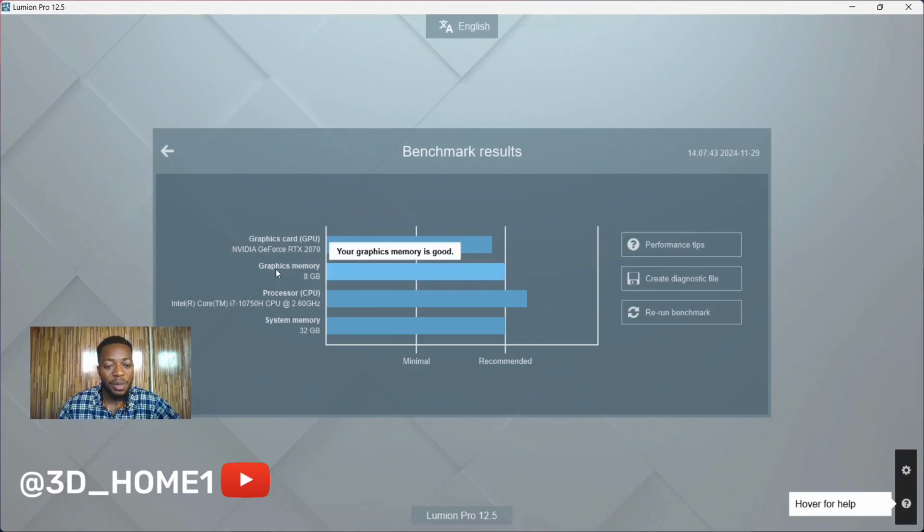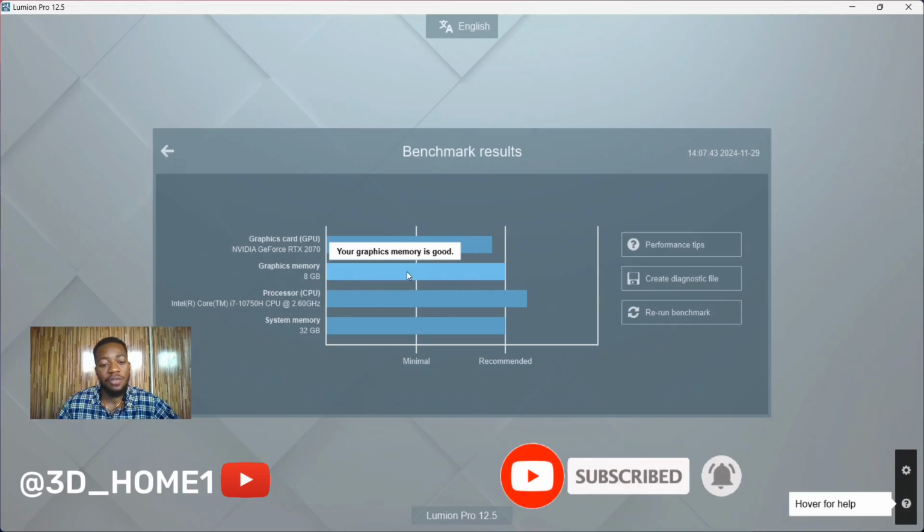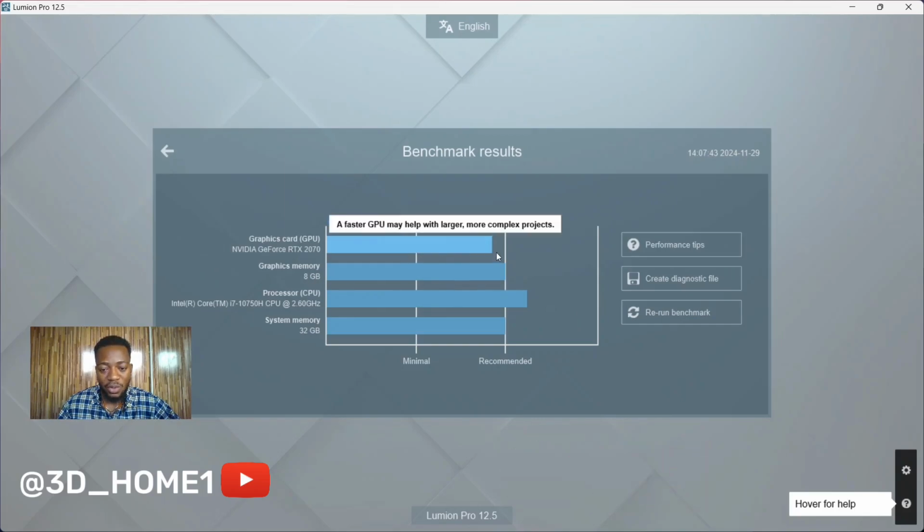Then for the graphics memory, this one is 8 gig. To get to the minimal level, if we have 4 gig, that can also serve, but don't get anything below 4 gig for the graphics memory. You can get 4 gig and above.